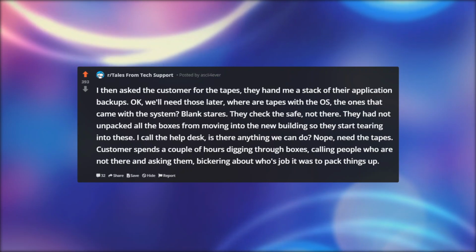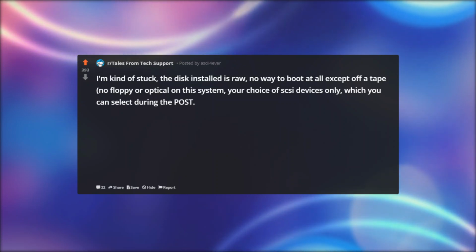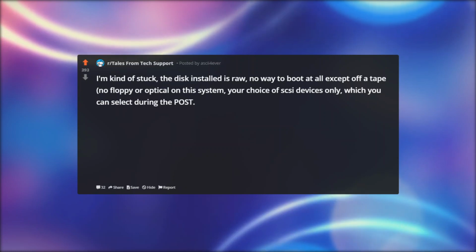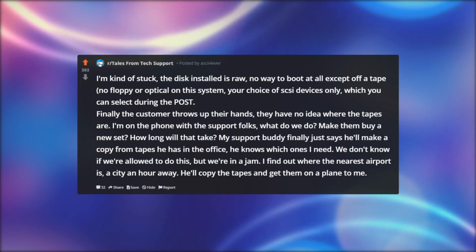asking them, bickering about whose job it was to pack things up. I'm kind of stuck, the disk installed is raw, no way to boot at all except off a tape, no floppy or optical on this system, your choice of SCSI devices only, which you can select during the POST. Finally, the customer throws up their hands, they have no idea where the tapes are.